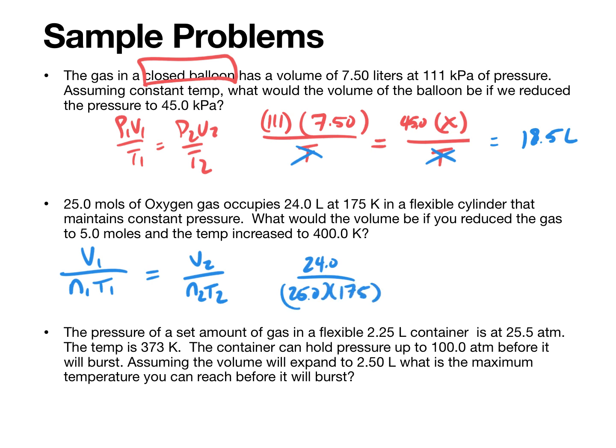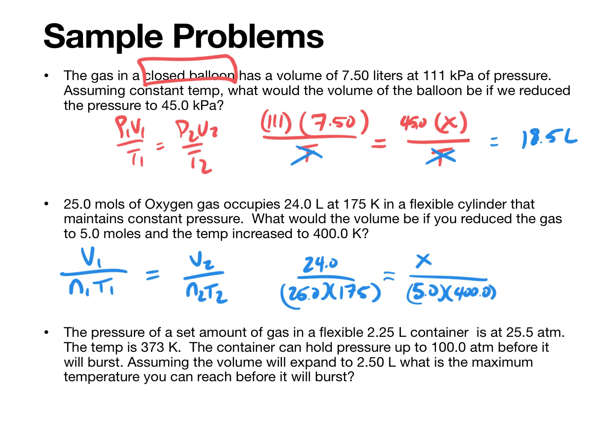And I talked about this in a previous video, but we always want to change our degrees Celsius to Kelvin. So if this were degrees Celsius, you would add 273 to it. But since it's already in Kelvin, we don't need to worry about changing it. In combined gas law problems, I always do the temperature in Kelvin. Now I'm going to set that equal to the new volume, which is X on top, if it was reduced to 5 moles and the temperature was increased to 400 Kelvin.